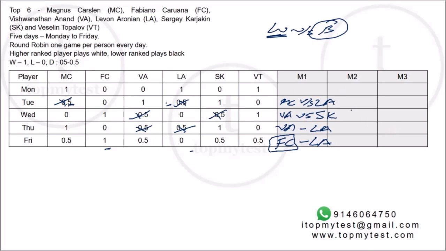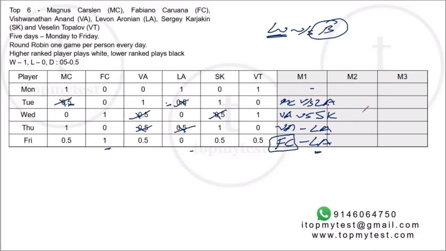Now, if you observe carefully, LA's 3 matches are already taken care of. 3 days we know LA's matches, right? So LA has 2 more matches left, 1 on day 1 and 1 on day 3, Monday and Wednesday. He has 2 more matches left.